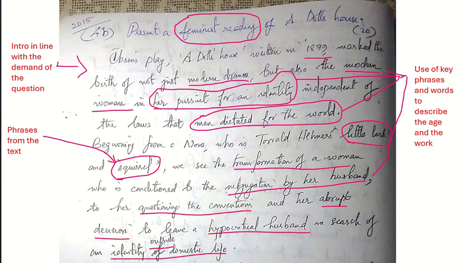So she writes, Ibsen's play A Doll's House, written in 1879. You can mention the year, it is fine. If you don't, there's no negative marking for it. It's just to present that you know the age and the background of the work, where it was written and what the condition of the society was back then. So it gives a good impression, but if you don't write it, it's fine. It's not negatively impacting your answer.